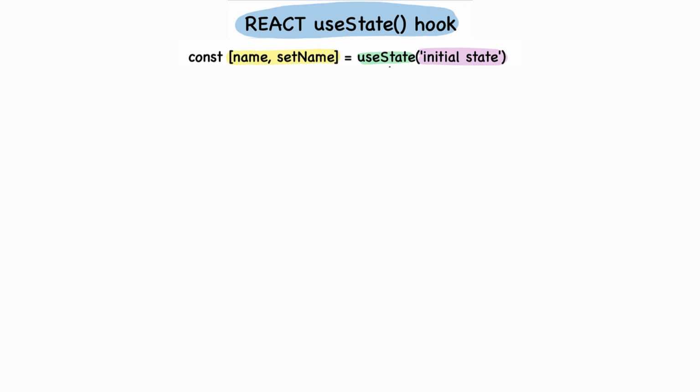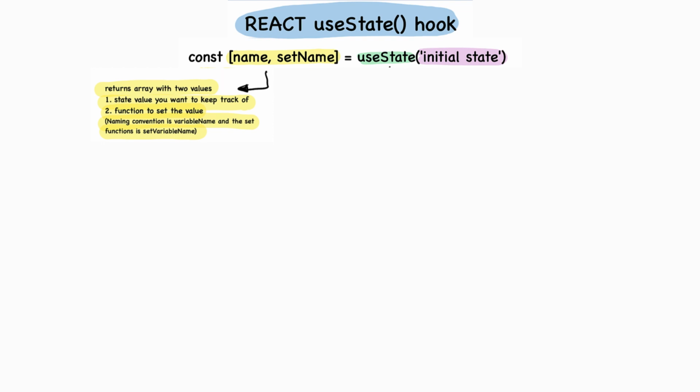First, it returns an array with two items. The first item is the current state value that you want to keep track of in your UI. It could be an object, it could be anything you want. It could be an array, it can be a string, a number, a counter, it doesn't matter. The second item is a function that allows us to update the state value.